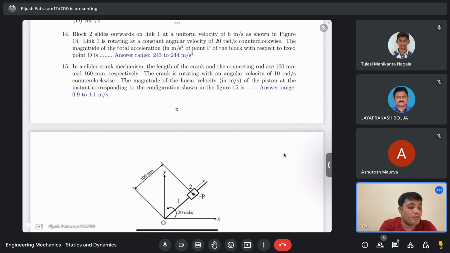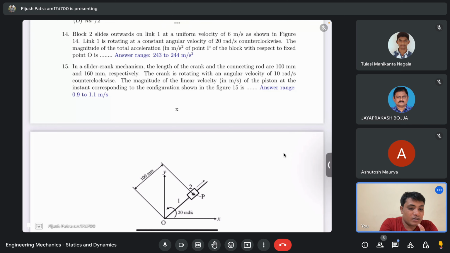So what will be the normal component, and what term do you call for this normal component of acceleration? Centripetal acceleration, omega cross (omega cross r). In this case, it is simply omega square into r, because omega and r are both in the normal directions.